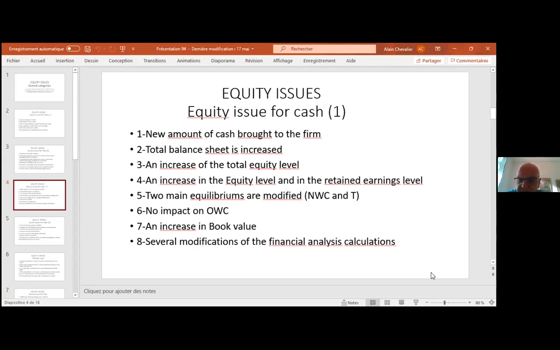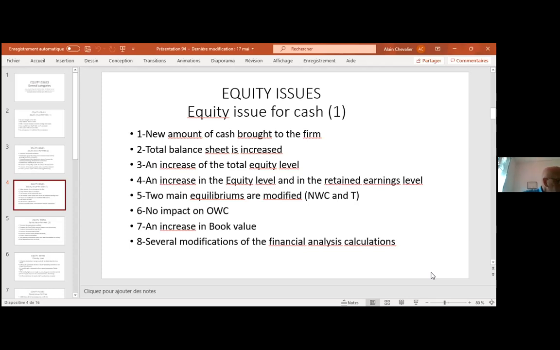And the remaining part, which is the difference between the 150 euros and the 100 euros, which is equal to 50 euros, is included in the retained earnings level. It means an equity issue for cash generally brings an increase in the level of equity and an increase in the level of retained earnings. And that's for the calculation elements, and we will go through these calculations in a few minutes.